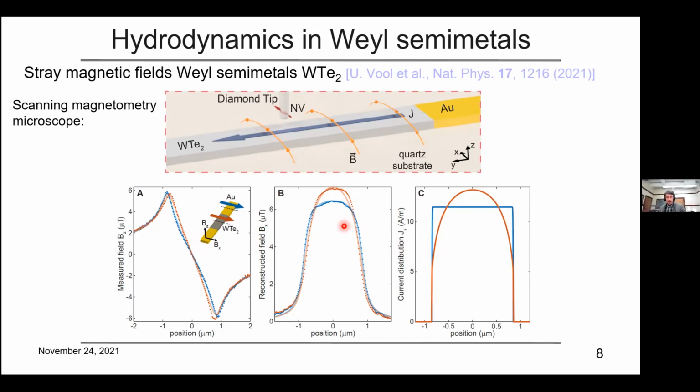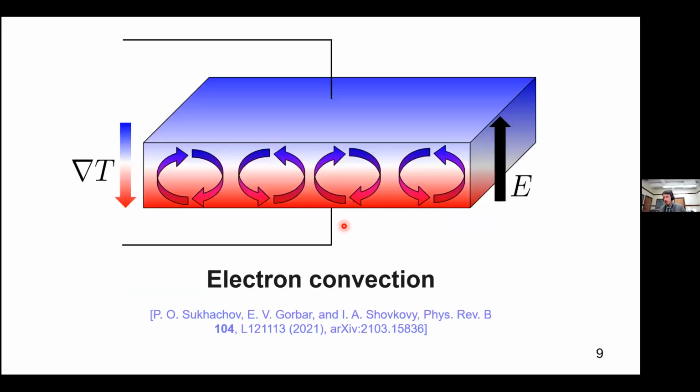So all these experiments motivated us to investigate what are interesting properties of electron hydrodynamics in Weyl semimetals. We started this a few years ago, and recently we decided to return to this type of problems and investigate various instabilities that could appear in hydrodynamic flows of Weyl and Dirac semimetals. So let me start with the first paper where we investigated the electron convection.